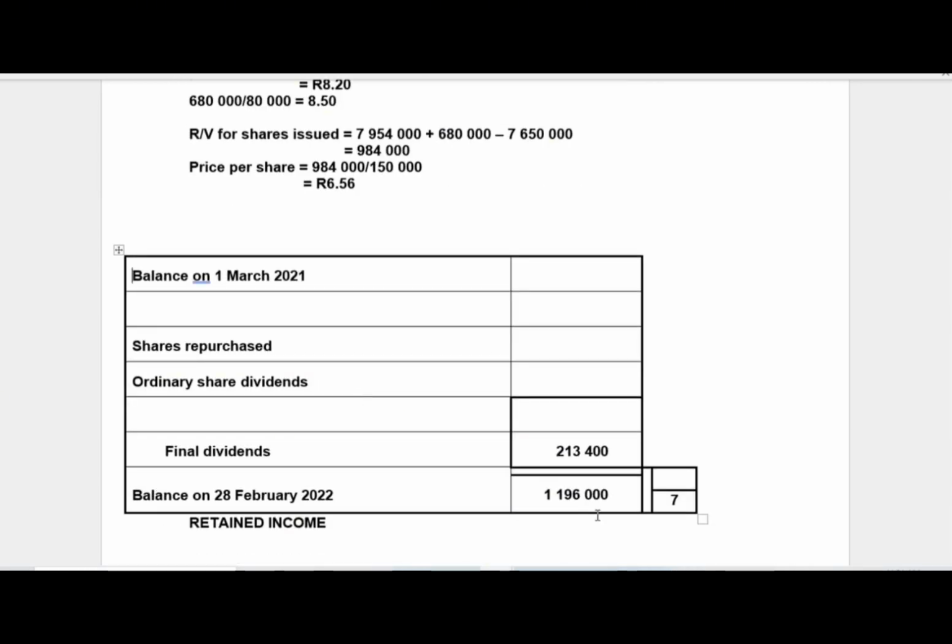All right, so I want us to go and check our answer sheet. They already gave us the final dividends. What we need to do is to calculate the interim dividends.